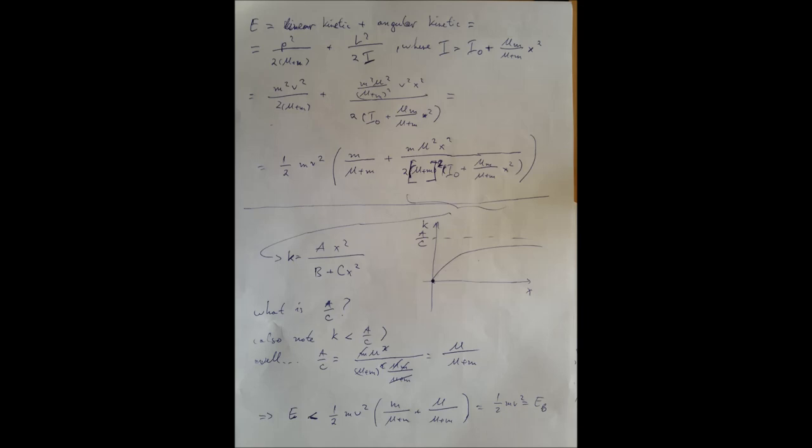So the energy of the body after the impact is always less than the initial energy of the bullet. And there you go: energy conservation. You always lose energy to friction and deformation. You never gain energy. And the block always goes up to the same height. And that's it.